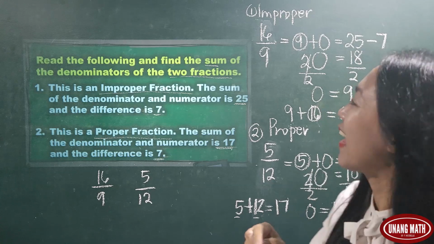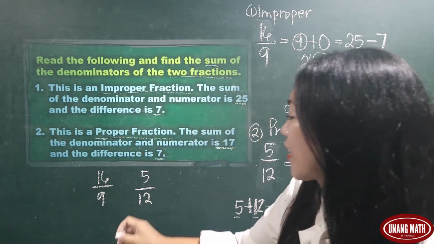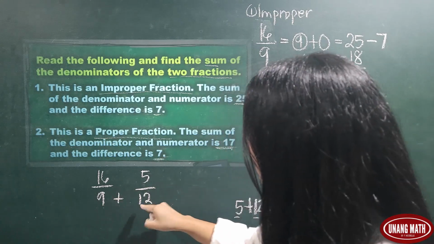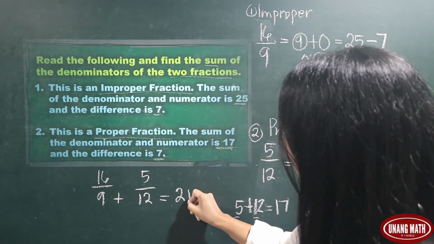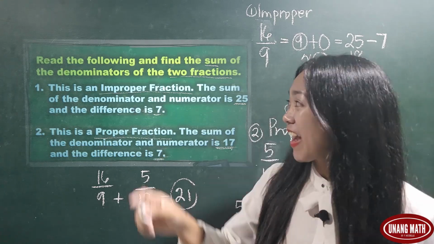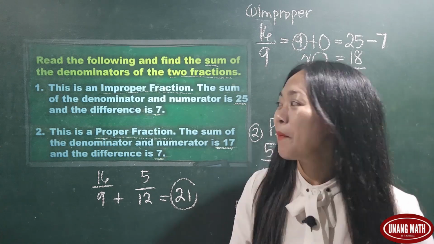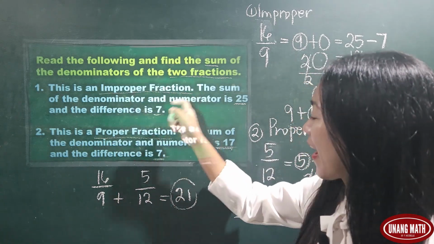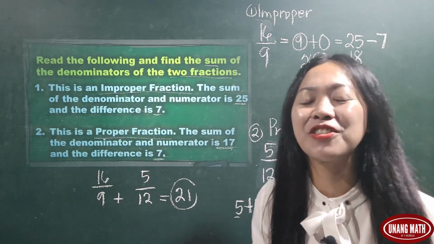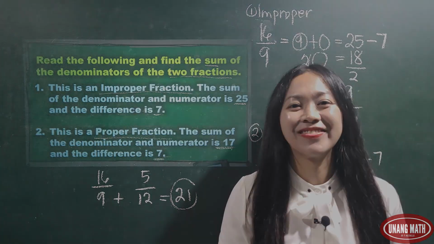Okay, masasagot na natin ang sum of the denominators of the two fractions. So, 9 plus 12, ang sagot ay 21. So, in this kind of problem, we have to know the difference between improper fraction and proper fraction para masagot ng tama ang problem na ito.